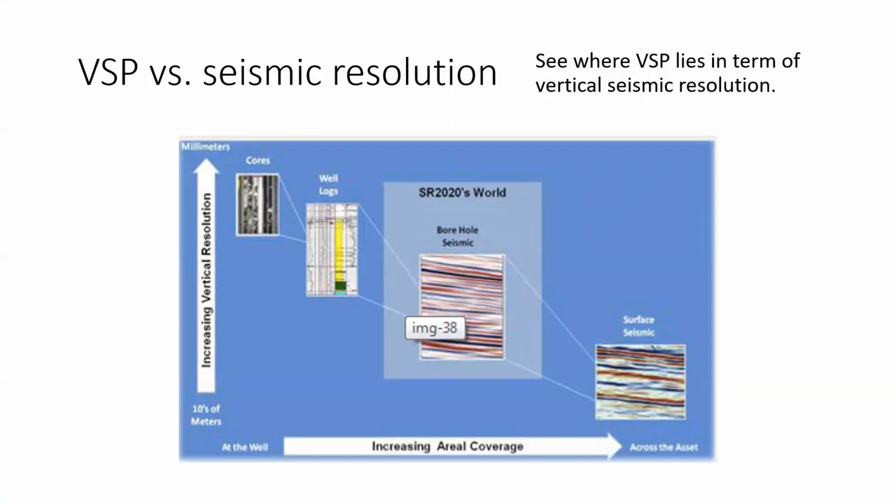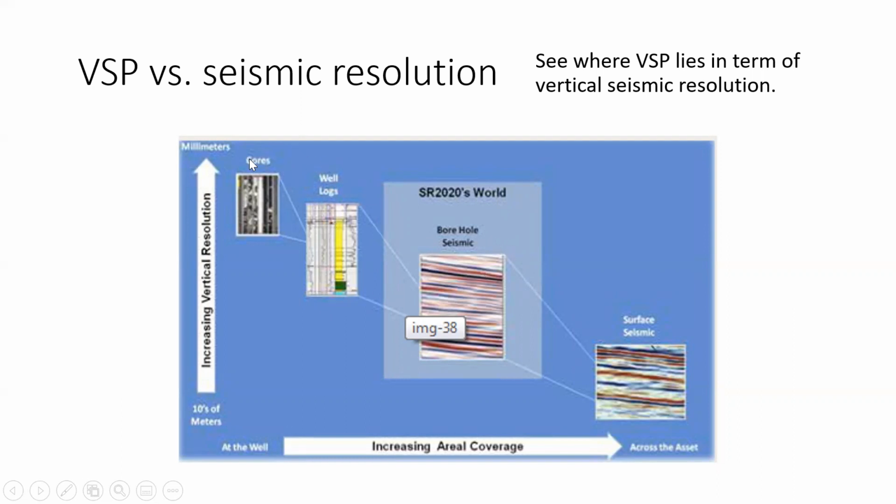When it comes to vertical resolution versus VSP, see where it lies. The vertical resolution is increasing in the upward direction, while the area coverage or spatial depth of investigation is increasing in the horizontal direction. VSP has higher vertical resolution than the surface seismic method and lower resolution with respect to geophysical well logs and core plugs. On the other hand, methods that have high vertical resolution, like well logs and core data, have lower spatial depth of investigation. We can see in the figure.